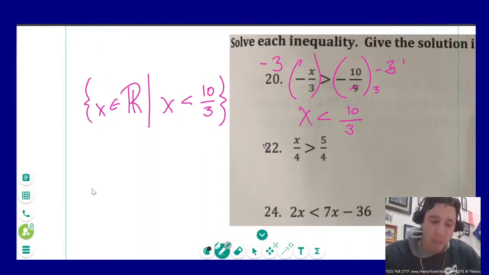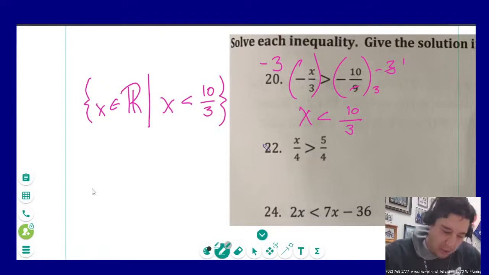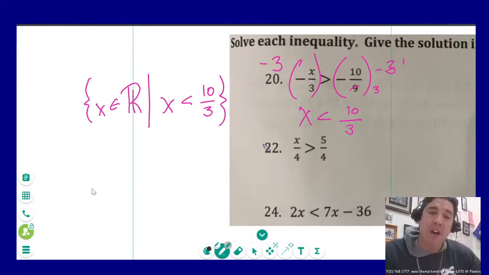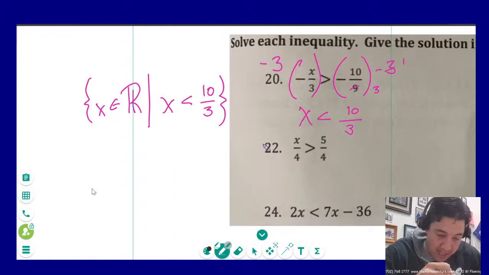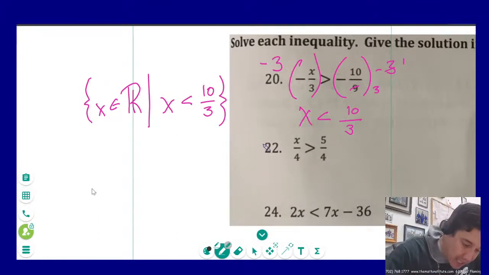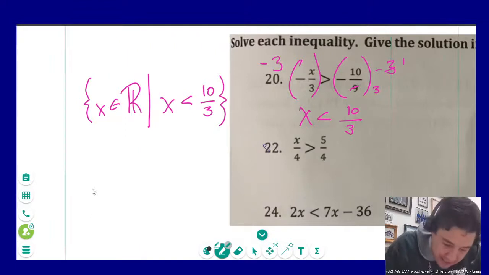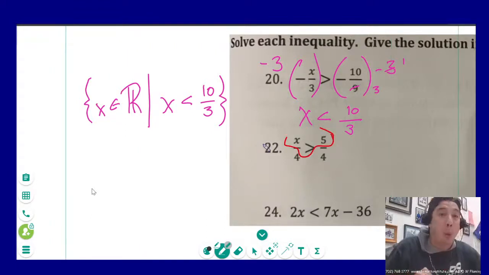So let's try one more quick one before we call it a day on these inequalities. I'm looking at x divided by 4, or x over 4, is greater than 5 over 4. All right? I don't know if you could see what I see, but the shortcut here is x is going to be greater than 5. But maybe you didn't notice that. So let's take it step by step.